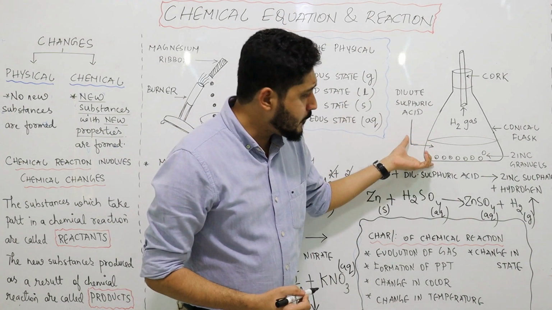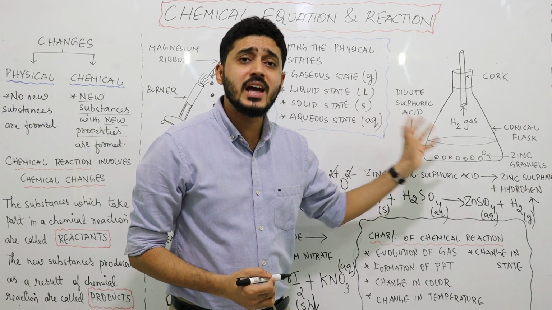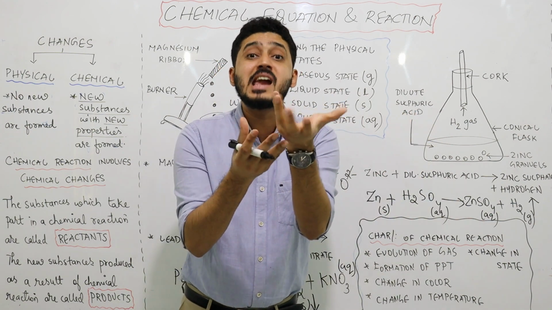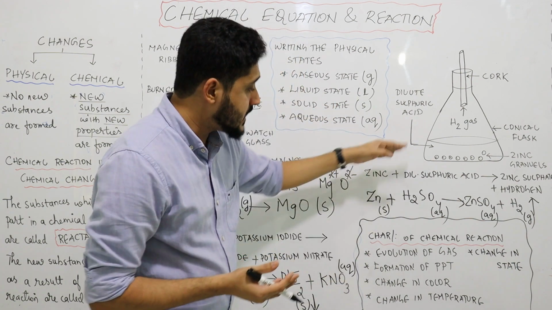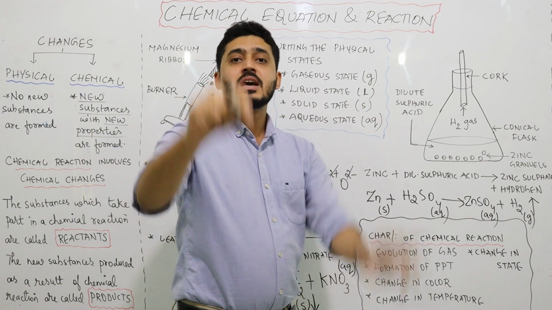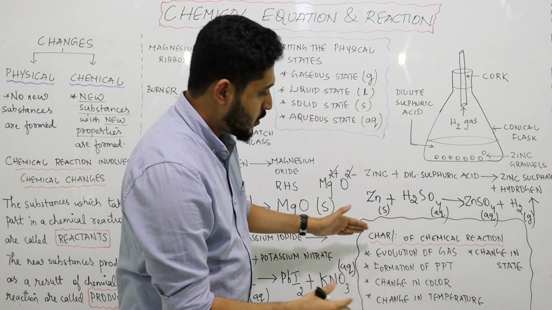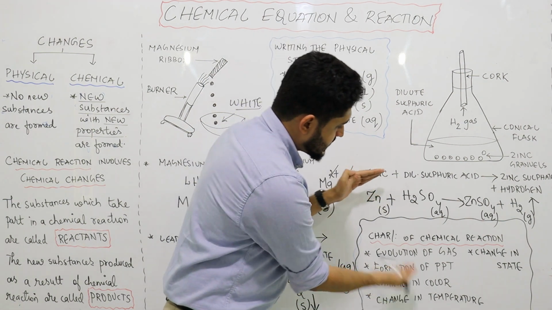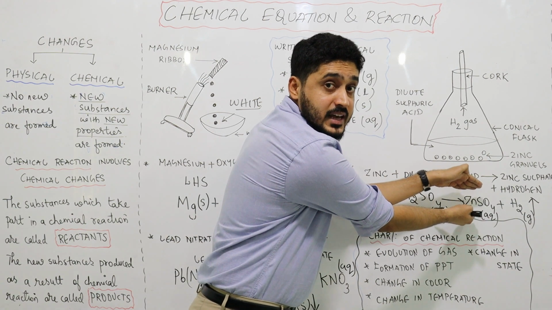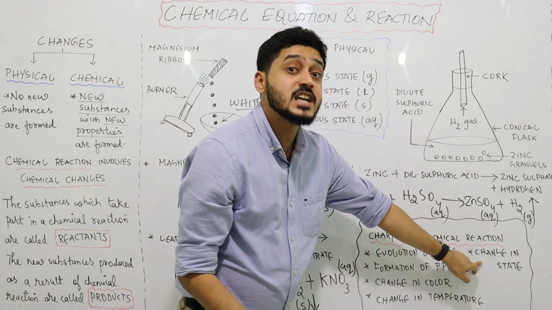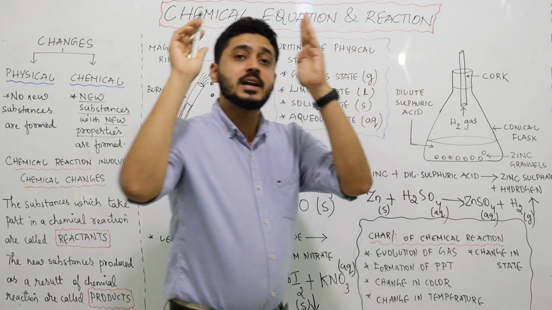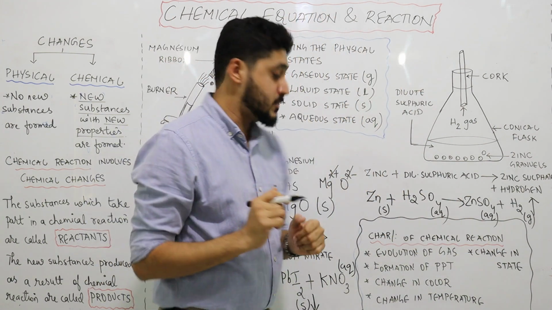Now in this conical flask, if you touch it after the reaction has occurred, you can feel that warmness, that heat, meaning there is a change in temperature. So whenever there is a change in temperature, a chemical reaction has taken place. Now zinc is a solid, and from it you get zinc sulfate, which is in aqueous state. So zinc has changed its state from solid to aqueous. So there is a change in state, and you can say a chemical reaction has taken place.